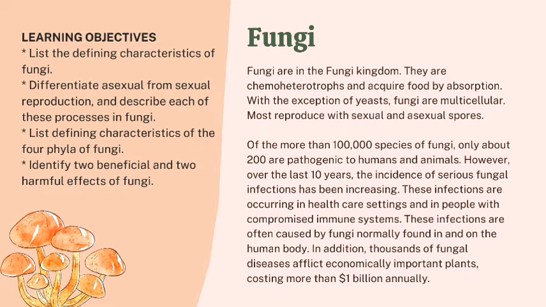Fungi are in the fungi kingdom. They are chemoheterotrophs and acquire food by absorption. With the exception of yeast, fungi are multicellular. Most reproduce with sexual and asexual spores. Of the more than 100 species of fungi, only about 200 are pathogenic to humans and animals.